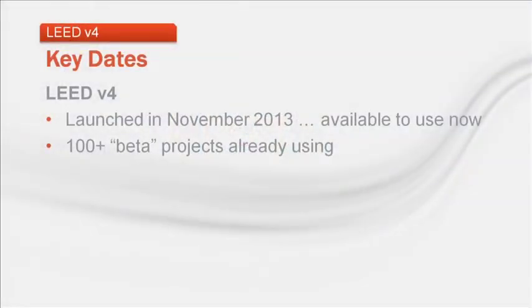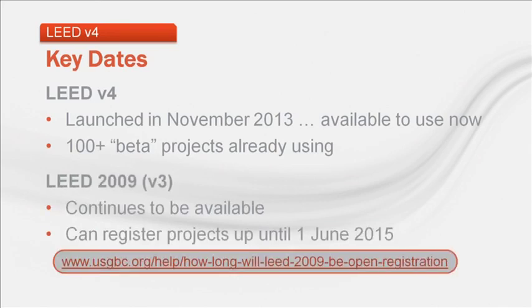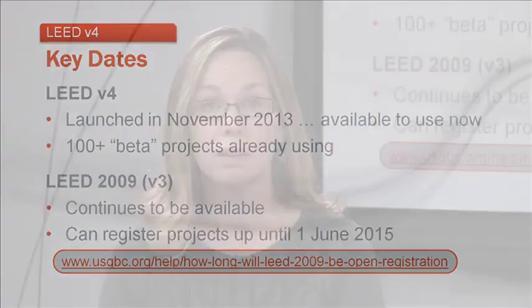Well, that brings us to the end of our overview of LEED v4. Version 4 went live at Greenbuild this past November, so it's available to use now. Prior to the launch, USGBC held a beta period where 112 projects tested the new rating system and tools to ensure a successful release. As Charlie mentioned, LEED 2009 is not going away just yet. It'll continue to be available to use for new LEED projects until June 1st, 2015.